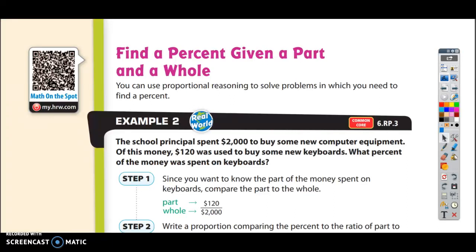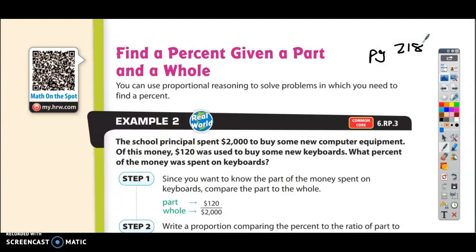Okay, we're on page 218. And thus far, we have shown you how to solve percent problems when you were given the percent. This page is the first one that's going to give you some whole numbers. And you're going to decide which one's the part and which one's the whole. And then you're going to compute the percent.